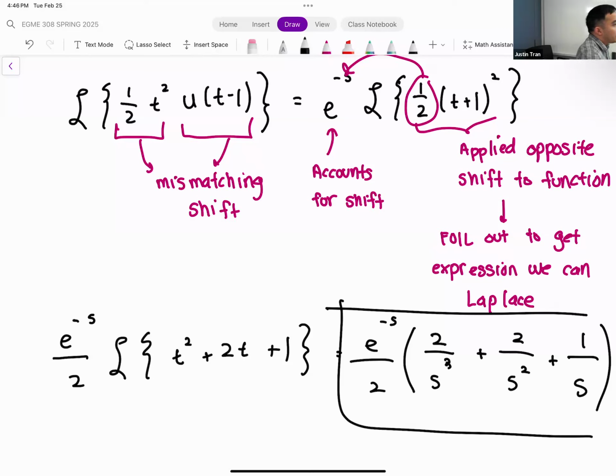Okay, yes, question. Is the first term in the parentheses 2 over s cubed? Yes, 2 over s cubed, yeah. So Laplace transform of t squared. Question, yes. So the explanation of A comes from within the parentheses. Exactly, yeah. And so whatever shifted in the step function, that gives you your exponent on the left.